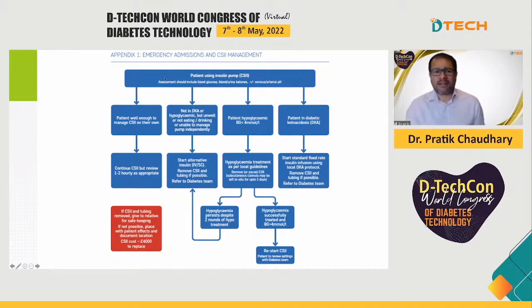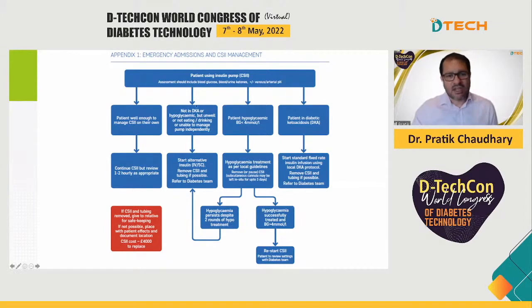So if someone comes in using an insulin pump, what you do with them depends on how ill the patient is. If I take you down this pathway that we've created, if the patient is well enough to manage the pump on their own, they can stay on their pump, but keep an eye on things and review as appropriate. This might be sensible when people have gone in for an elective procedure, or when they're not that clinically ill, but they're waiting for investigations to be done.